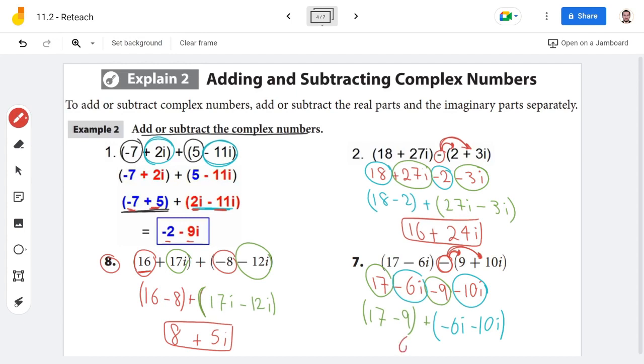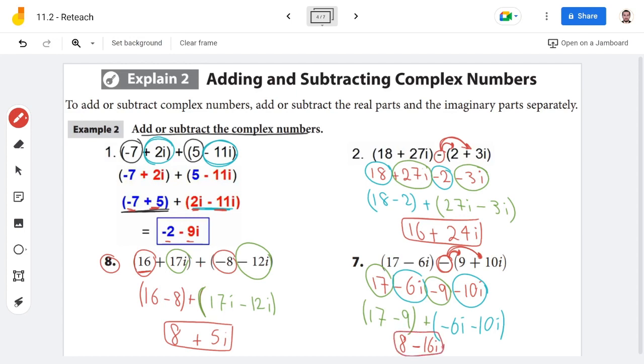Sorry, not 6. 17 minus 9, which is equal to 8. Then plus negative 6i, negative 10i, which is equal to negative 16i. So this is the final answer.